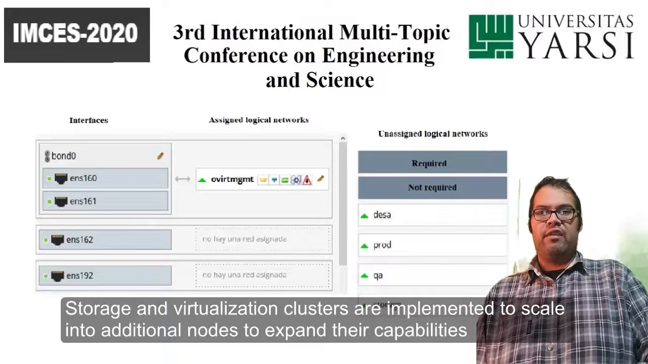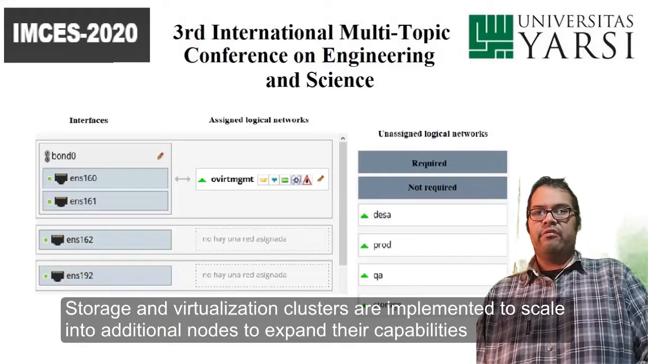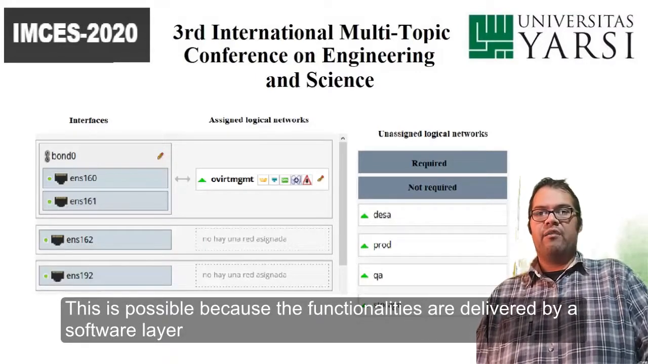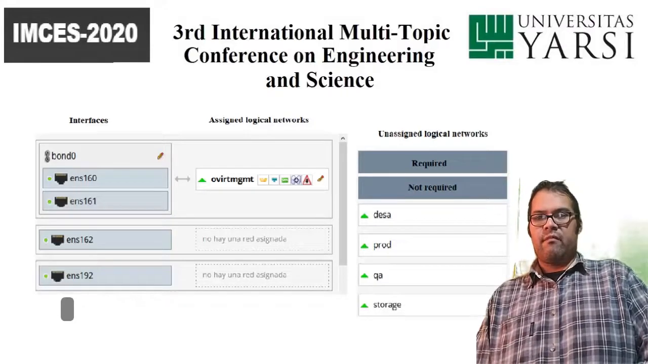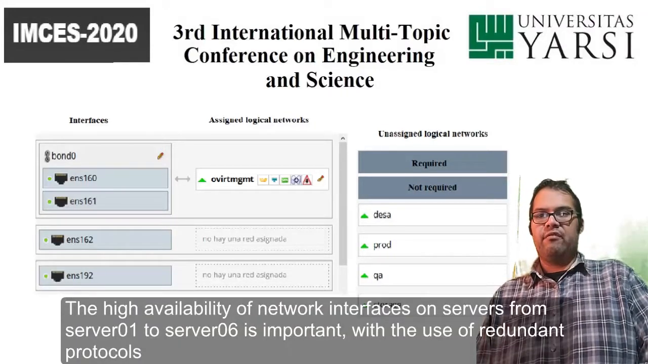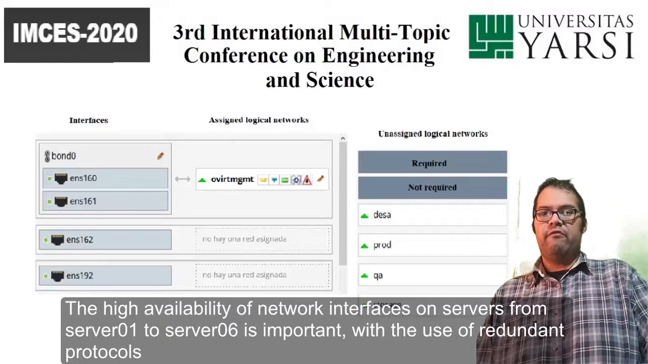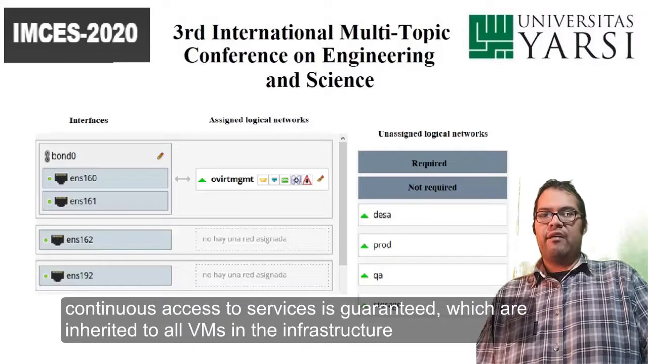Storage and virtualization clusters are implemented to scale into additional nodes to expand their capability. This is possible because the functionalities are delivered by a software layer. The high availability of network interfaces on servers from Server 1 to Server 6 is important, with the use of redundant protocols. Continuous access to service is guaranteed, which is inherited by all virtual machines in the infrastructure.